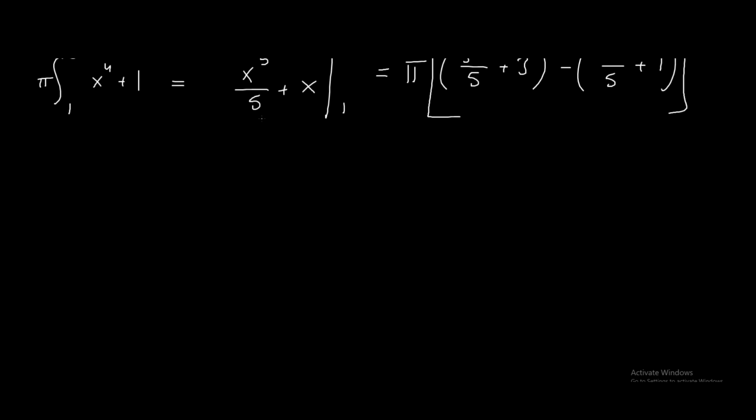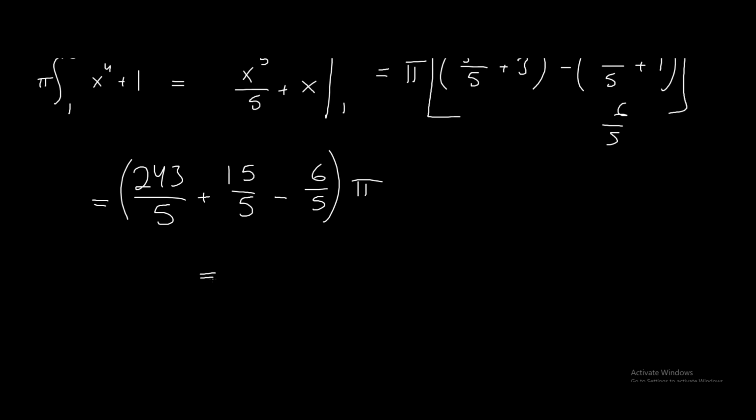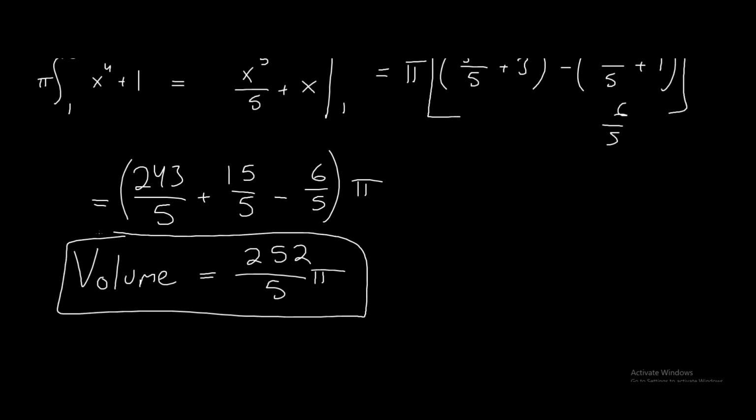Let's just go ahead and simplify this. I trust you can work this out. This is going to be 243 over 5, that's 3 to the 5th, plus 15 over 5, and then minus 6 over 5 over here, and then we multiply all of this by pi, which gives us a final exact answer of 252 over 5 times pi, and that is going to be the volume of this expression once we revolve it around the x-axis.